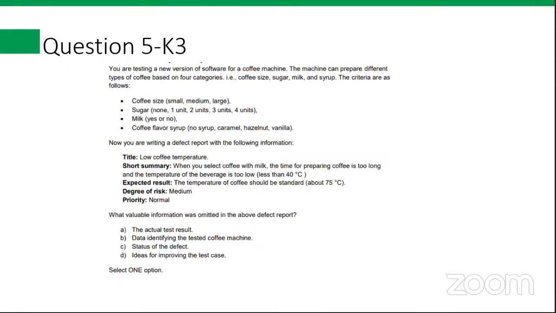If you have to answer this question, either you should be familiar with the defect report in your testing career, or you should have prepared one while you were testing something, or if you have not prepared it, or if you're a fresher, then also if you have read the defect report syllabus once, you should be able to come up with an answer. So, you have four options here. There is the actual test result, data identifying the tested coffee machine, status of the defect, ideas for improving the test case. So this is a very simple question actually. You should be able to answer this.